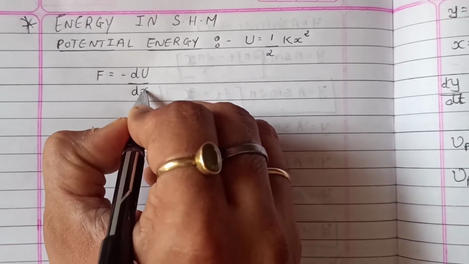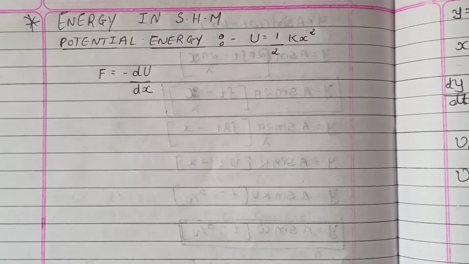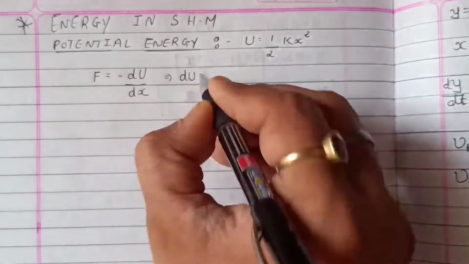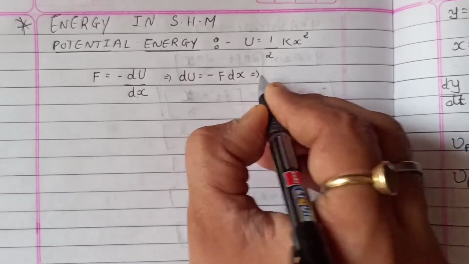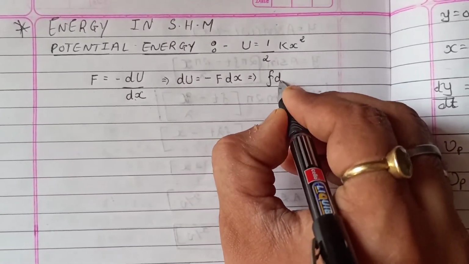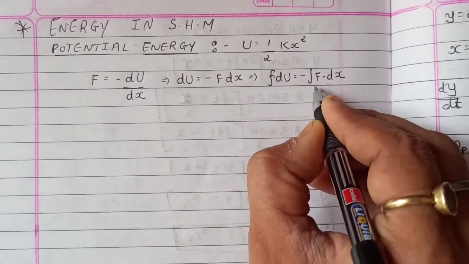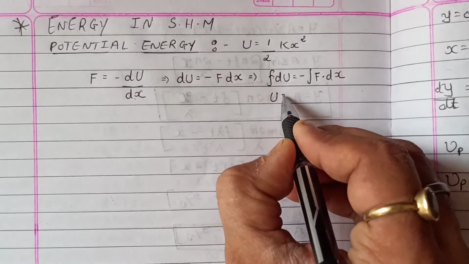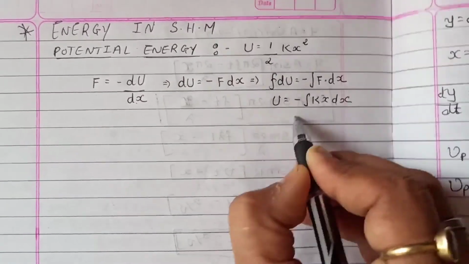to -du by dx, that we studied in chapter number 6, work, energy and power. Okay, now make du the subject and dx on the other side, this is du = minus F into dx. Take integration on both sides, the integration of du is equal to minus F into dx. Okay, F is called the restoring force. So this is u is equal to minus kx into dx.